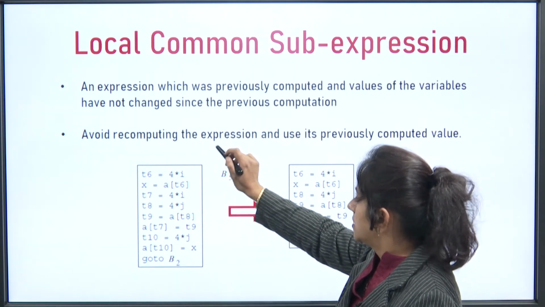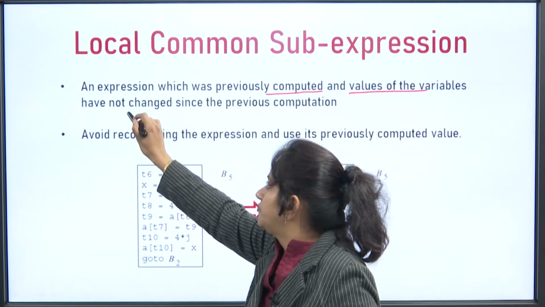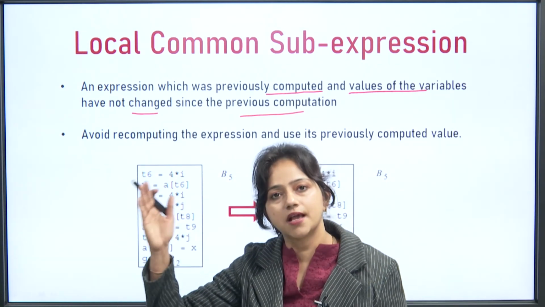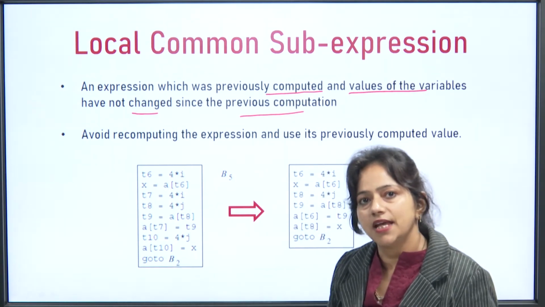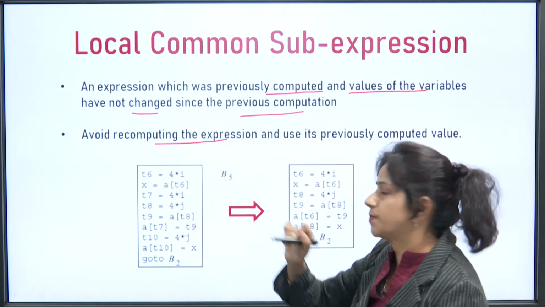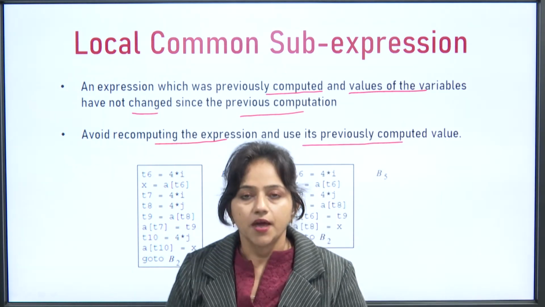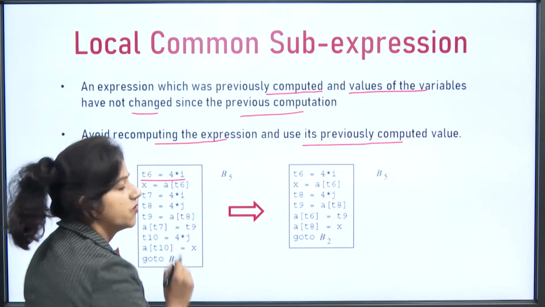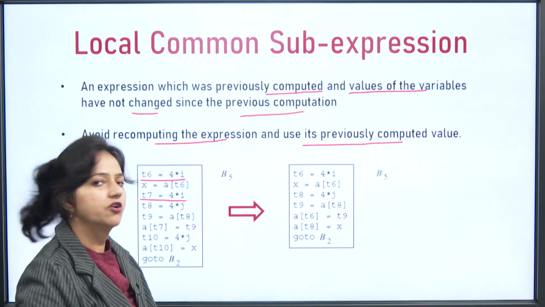This is an expression which was previously computed, and the values of the variables have not changed since the previous computation. So at a later stage we will not recompute the value. We will avoid recomputing such expressions and use the previously computed values. Now suppose we have the block B5. In B5 we have T6 is equal to 4 into i and then further statements, and here we have T7 is equal to 4 into i.